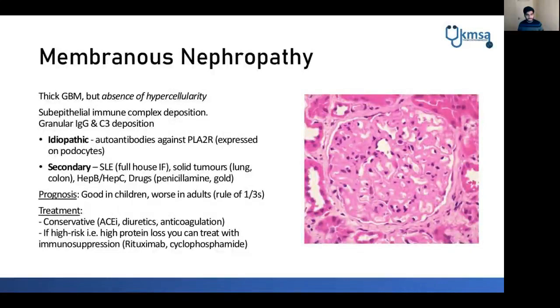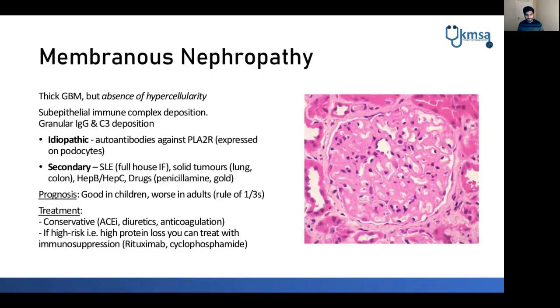Another common one is membranous nephropathy. So membranous, just think about it in the name again. What it results in is thickening of the glomerular basement membrane, and you can see that on a light microscopy biopsy. So it's membranous, but not hypercellular, so it's not proliferative, and that's important to differentiate.